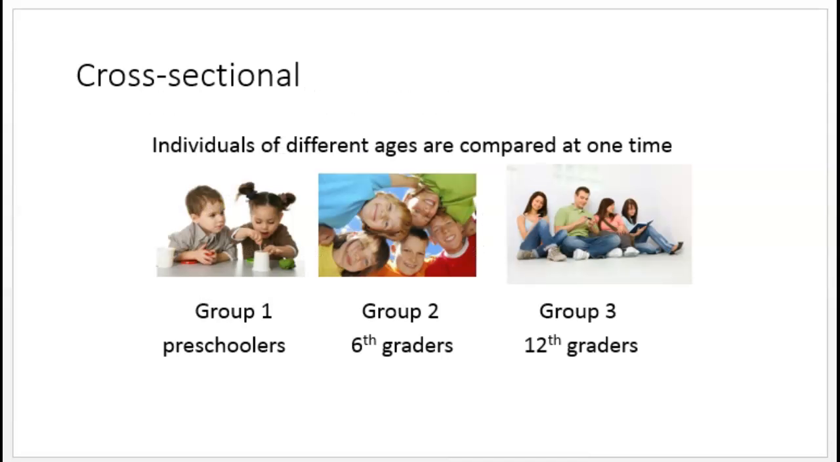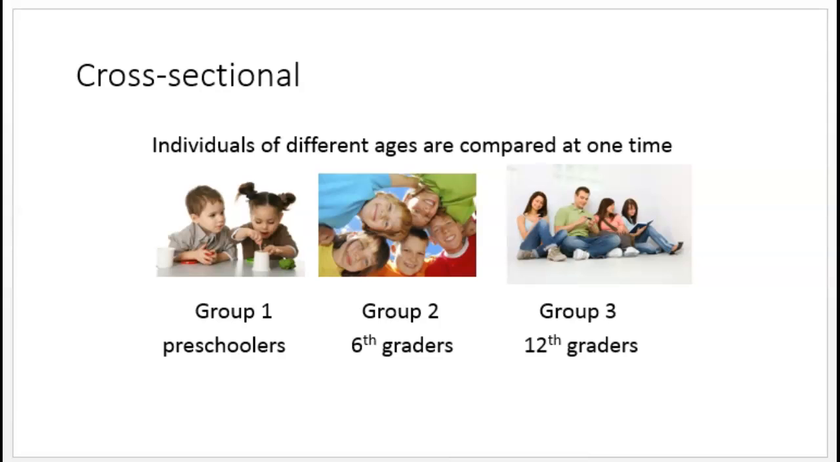So in cross-sectional research, individuals of different ages are compared at one point in time. So you might measure the vocabulary of a group of preschoolers, and at the same time you're measuring the vocabulary of a group of 6th graders, and at the same time a group of 12th graders. Okay, so you've got these 3 different groups of 3 different ages. You're comparing all of them at the same time. And so maybe in this case, you're interested in the way people's vocabulary changes over time. All right. So you could do that.